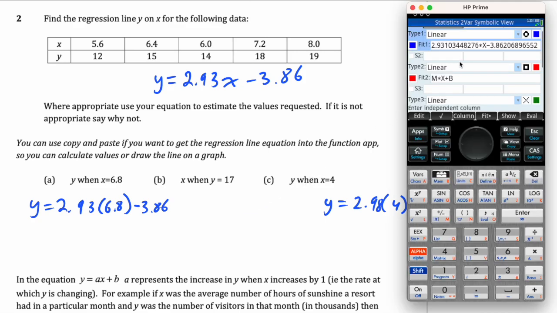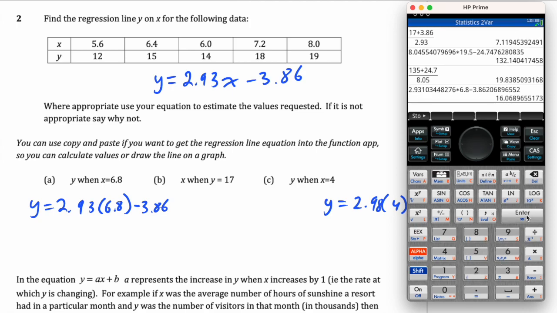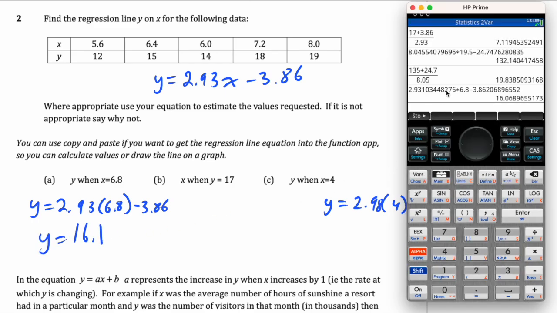And on your calculator, you can actually copy this whole equation, so you can use all the digits to get a more accurate answer. So press Shift and then copy. Let's escape and press paste. Then you can replace the x value with the actual number, which is 6.8. And we have 16.1. And you can do the same thing. You can copy and paste this again. Change that to a 4.